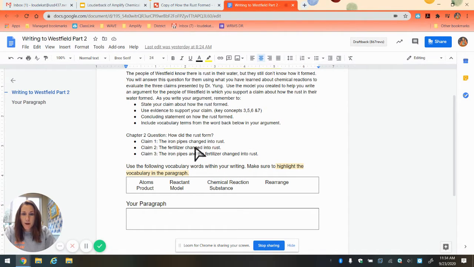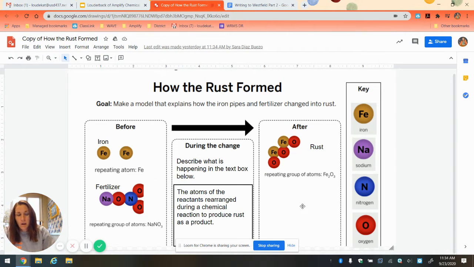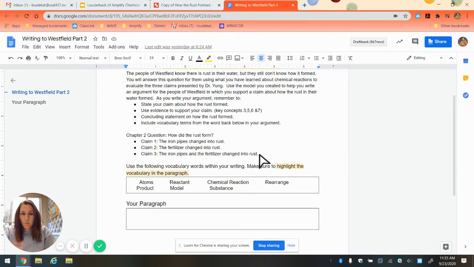That the rust formed from the iron pipes, that it formed from the fertilizer, or from both the iron pipes and the fertilizer. Looking at our model of the reaction, I see that my rust is composed of iron atoms and oxygen atoms. When I look at my reactants, which is on the before side, I see that I have iron that's by itself, and that the fertilizer has 3 oxygens as well. So that tells me that the correct claim is the third one. So I'm just going to copy and paste that directly into my paragraph, all right?